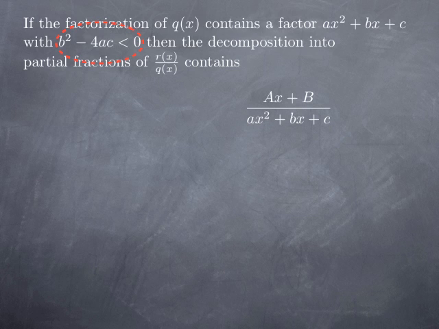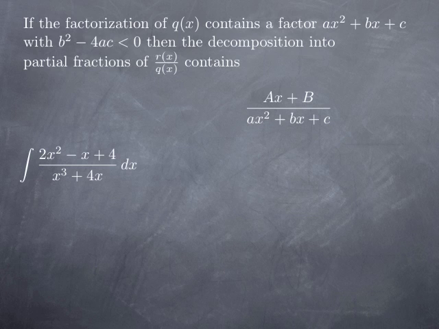any further. So when we are in that case, then our partial fraction, our function r of x over q of x, is going to have a partial fraction corresponding to this term of the form ax plus b over ax squared plus bx plus c. So at the top, instead of having just a constant, we now have a linear function. So let's take a look at an example.